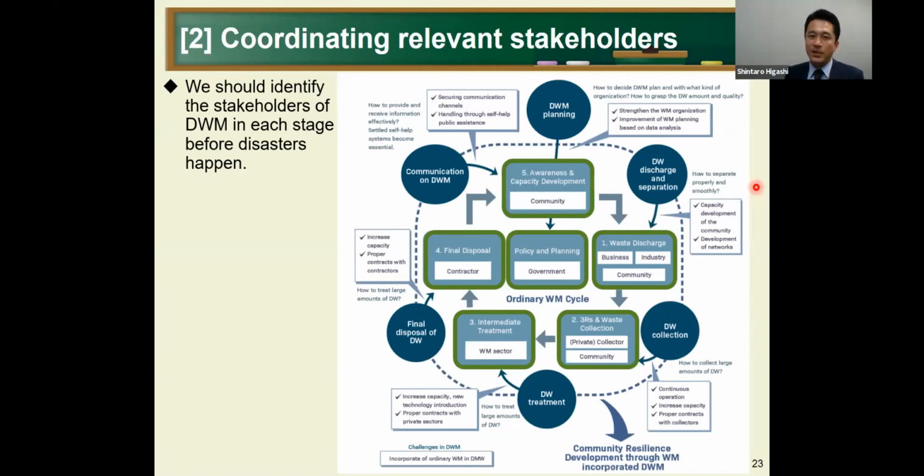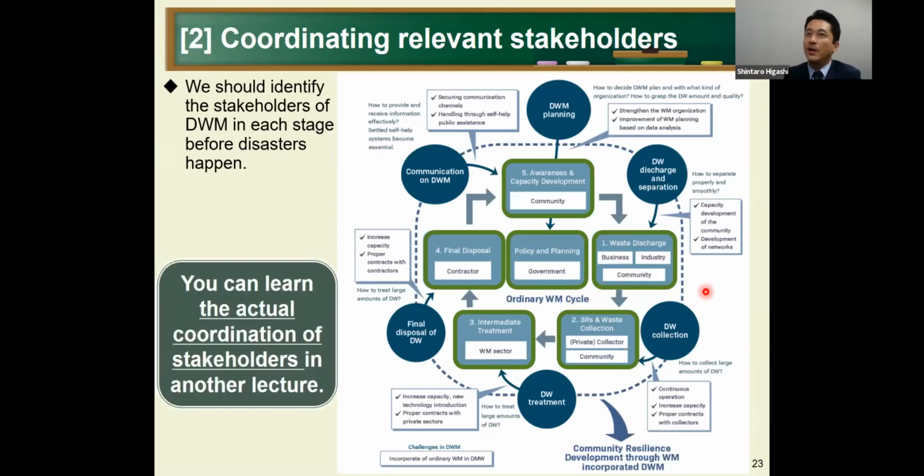Yes, and in general, stakeholders for disaster waste come from the disaster management line and the waste management line. They should collaborate well, even before disaster happens. That might be another point. These stakeholders are mainly waste people, the waste line. However, we should involve some people from disaster risk management. Including this topic, we have another lecture next week, and you can learn more about the actual coordination of stakeholders in that lecture.